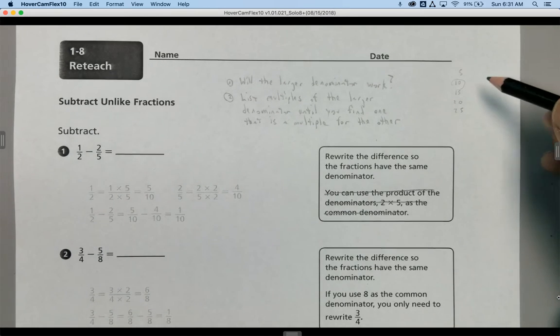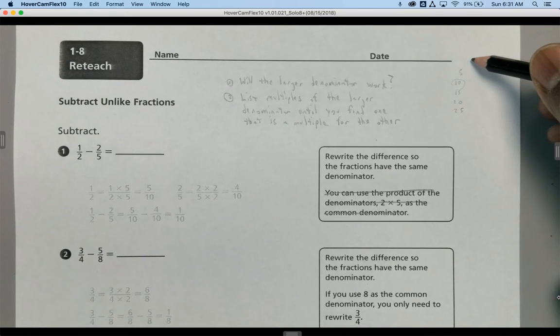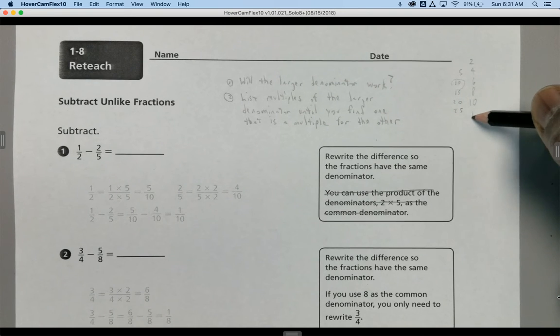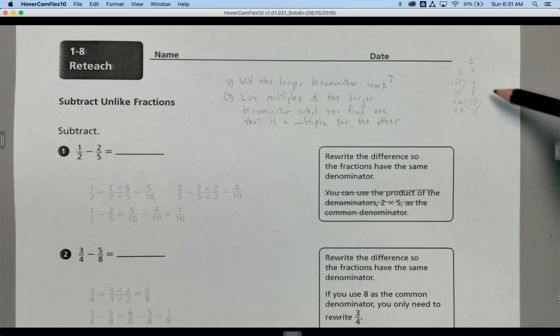If I wanted to, I could also list out my multiples for 2 and see, sure enough, 10 is the first multiple on that list that is also a match for this list, right? So 10's my common denominator. 10's also known as the LCM, or least common multiple, that 5 and 2 both share. Now we're rolling. We've got 10 as our common denominator.